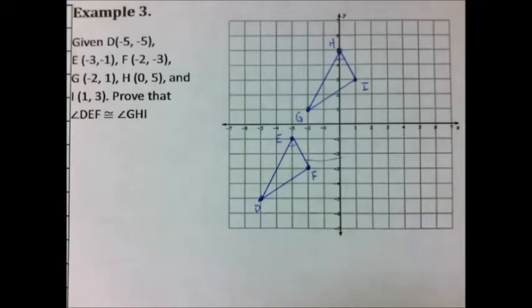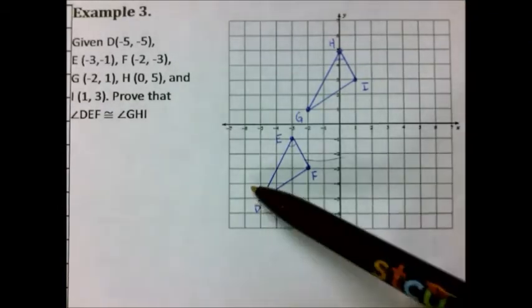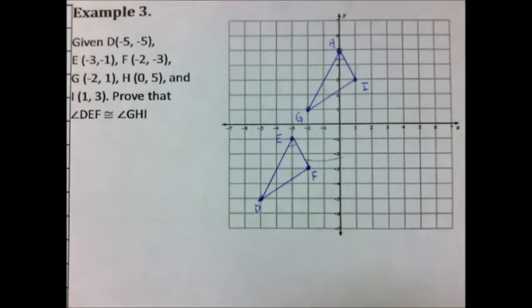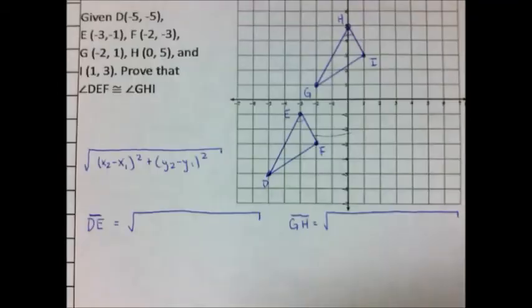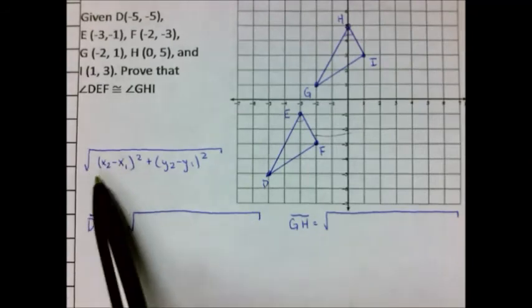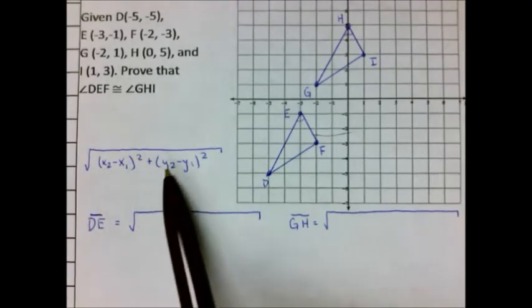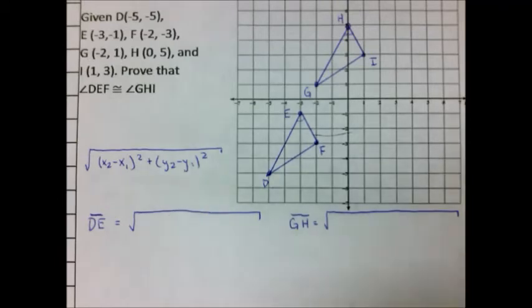using the distance formula. So I'm going to find the distance of DE and GH, and then I'm going to have you finish that up on your own. So let's go ahead and do that. I'll move the paper down and we'll get going on finding the distances. Remember that the distance formula is the square root of (x2 minus x1) squared plus (y2 minus y1) squared. We're going to plug in those points for DE and GH and then solve.